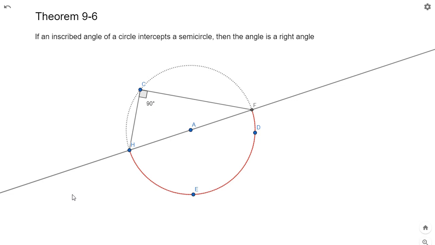I'll go ahead and show the measure. Okay, and the angle is 90 degrees. Once again, it doesn't matter where the vertex is for that angle. It will always be 90 degrees as long as it intercepts a semicircle.